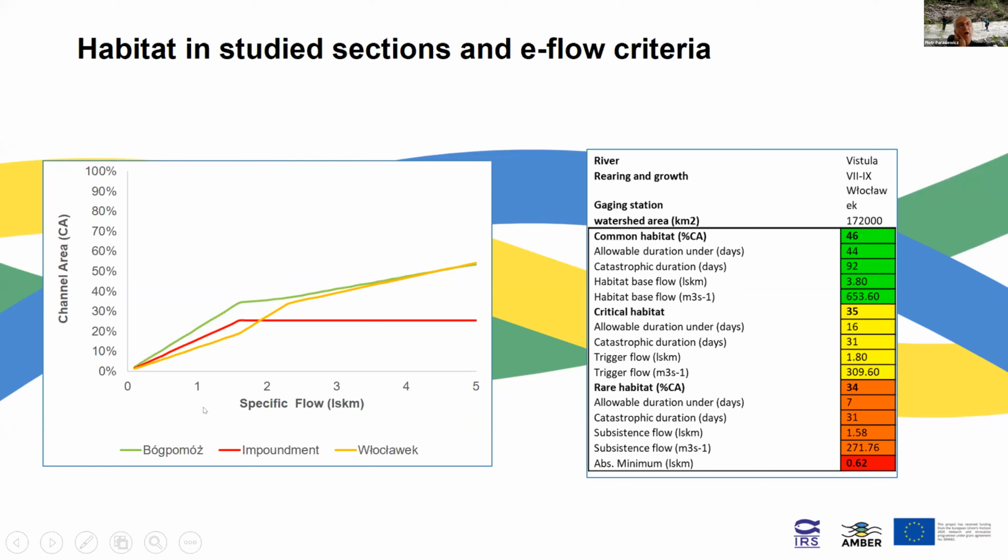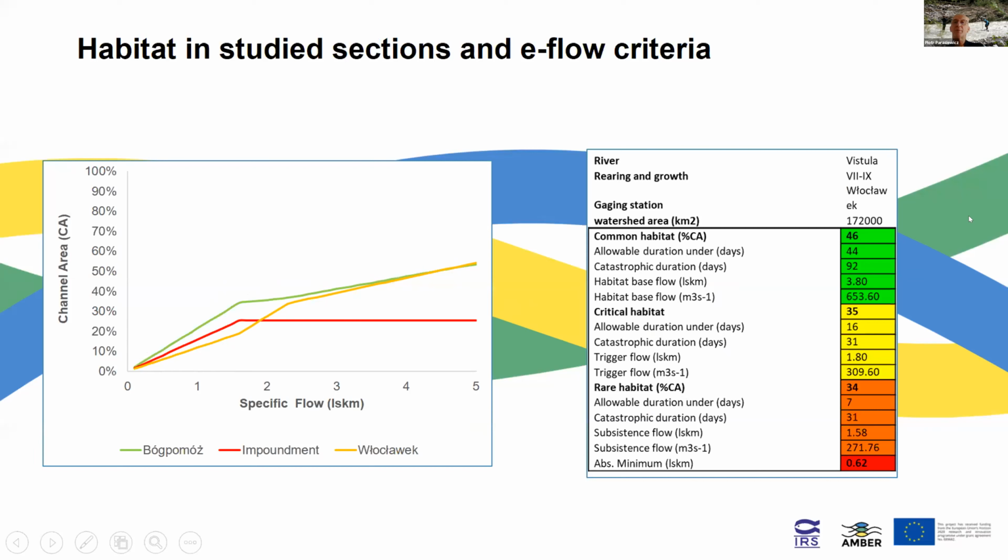Eventually, we calculated rating curves for those three sites. And it's interesting that the most downstream site shows the best improvement. This is the Pomus site, where you have an increase of habitat and the habitat is increasing continuously. At Włocławek, first, there is a little issue with the lower flows, and the impoundment is basically constant.